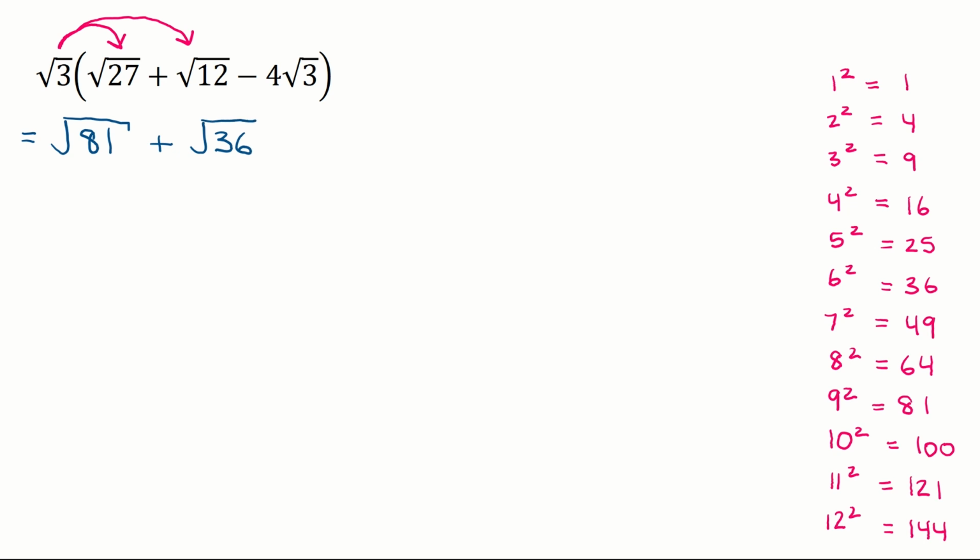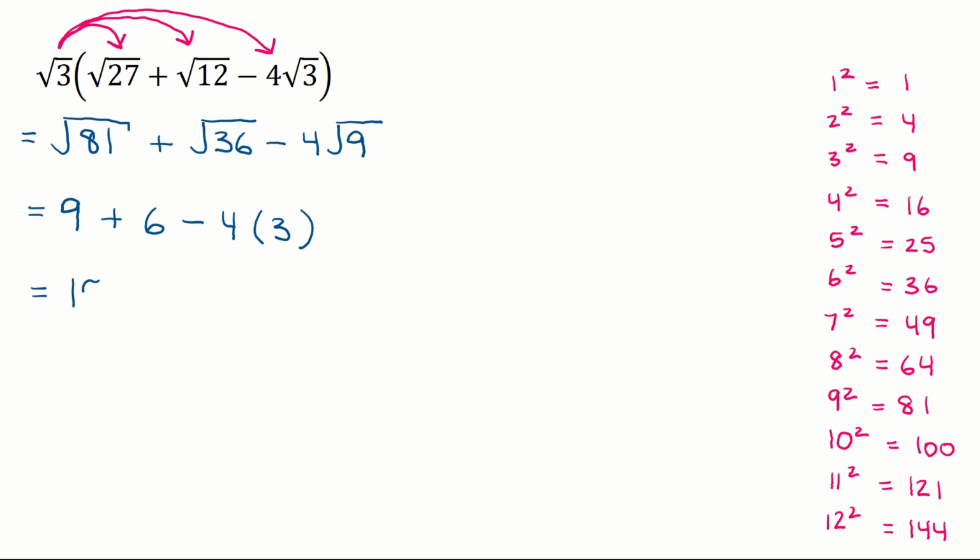And then in our last term, we have root 3 multiplied by 4 times root 3. And again, you can multiply the numbers under the radical sign. The 4 is just going to stay on the outside, and we get 4 times root 9. These are all perfect squares, so that actually worked out really nicely. The square root of 81 is just going to give you a 9. The square root of 36 is going to give you a 6. And the square root of 9 is going to give you a 3. Simplify this a little bit more. 9 plus 6 is equal to 15, and we are subtracting 12. So our final answer here will be 3.